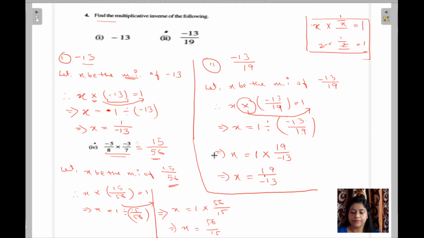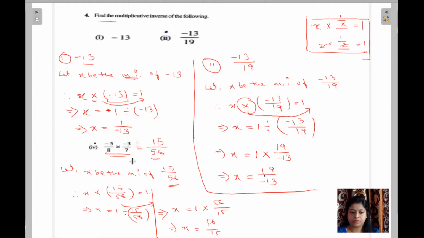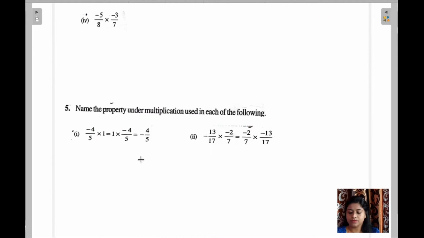Now move to the next sum. Same sum only, this is the same as the previous one. Now number 5. Number 5 is: name the property under multiplication used in each of the following. So we have to mention the property under multiplication used in each of the following.